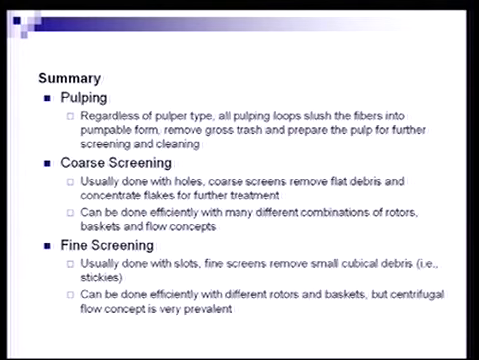So in summary, coarse screening usually done with holes. The coarse screens remove the flat debris and concentrate flakes for further treatment. It can be done efficiently with many different combinations of rotors, baskets, and flow concepts, that is either centrifugal or centripetal. Fine screens are usually done with slots. They remove small cubical debris, typically classified as stickies. It can be done efficiently with many types of rotors and baskets, but the centrifugal flow pattern is usually the prevalent one. Thank you for your attention.